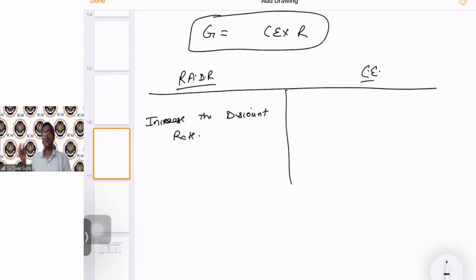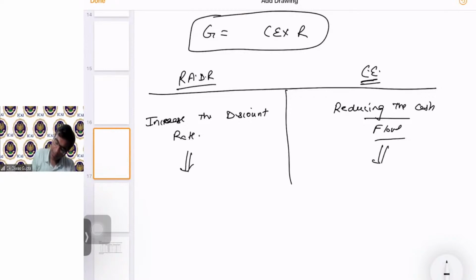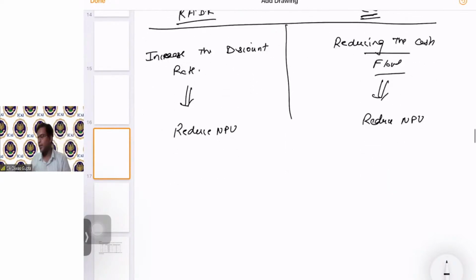For risky projects, you increase the discount rate by adding a higher risk premium for the percentage. What will happen in the case of the certainty equivalent approach? We are reducing the cash flows, correct? We are multiplying the certainty equivalent into the risky cash flows so that we are reducing the cash flows. Both of them have an impact on reducing NPV. Net present value will get reduced in both the cases, right?